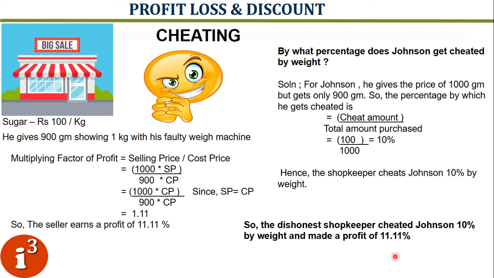What is the relation you've seen in this? Try to comprehend the question. What is the base? When you are calculating profit for the shopkeeper, the base will be how much amount the shopkeeper is actually giving. When you are calculating the cheating for Johnson, the base will be how much amount Johnson is getting cheated for every 1000 gram he is purchasing. So the concept should be clear.